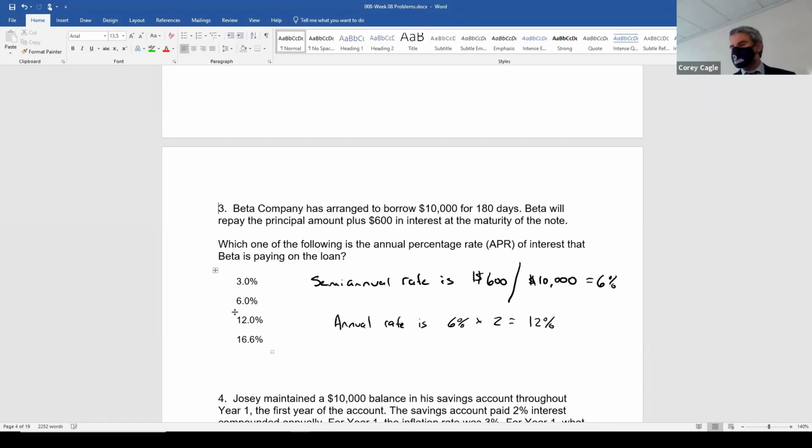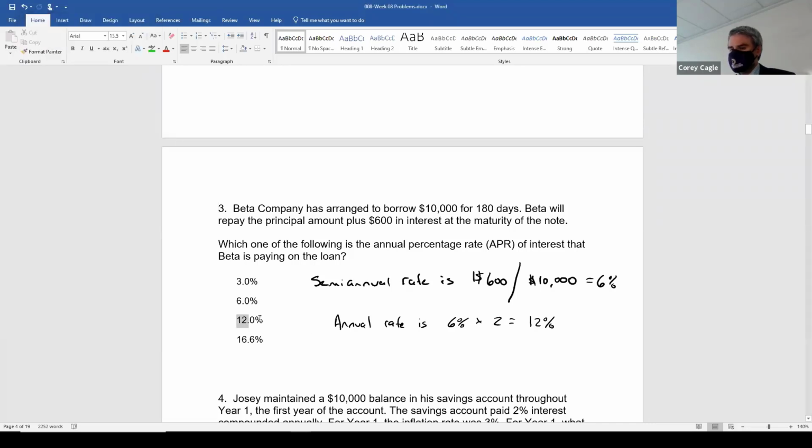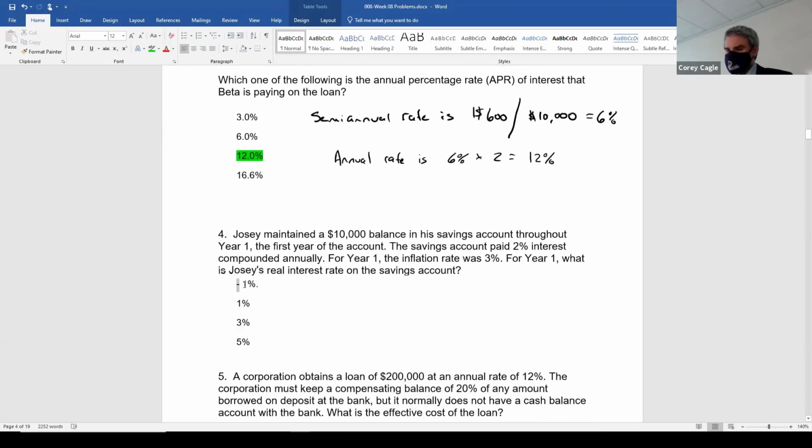In other words, if we borrowed that $10,000 for another 6 months, then we pay another $600. And at the end of the year, we would have paid $1,200, right? $1,200 on 10,000. 12%. Real easy concept. If this had been quarterly, then we would have multiplied by 4. If it had been monthly, we would have multiplied by 12. Easy concept there.